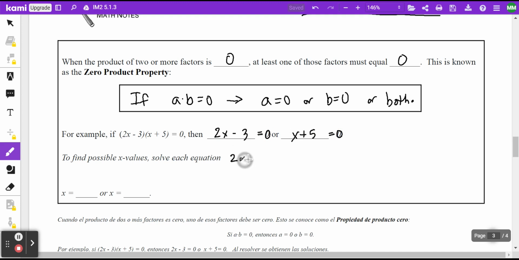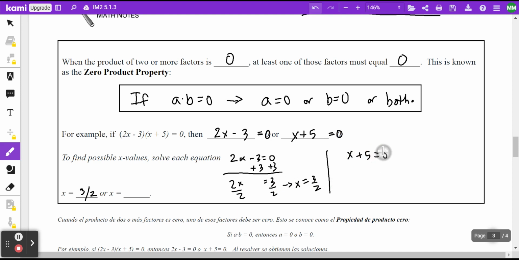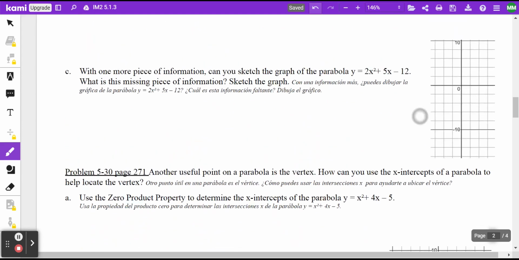So let's take 2x minus 3 equals 0. To solve that, I add 3 to both sides. I get 2x equals 3, divide by 2. I get x equals 3 over 2 as one of my answers. Okay, next, x plus 5 equals 0. I subtract 5 from both sides. I get x equals negative 5 as one of my answers. And that's how you do the zero product property. Once you've got something factored, you split it into two equations and solve both of them. Okay, let's keep going with this problem.